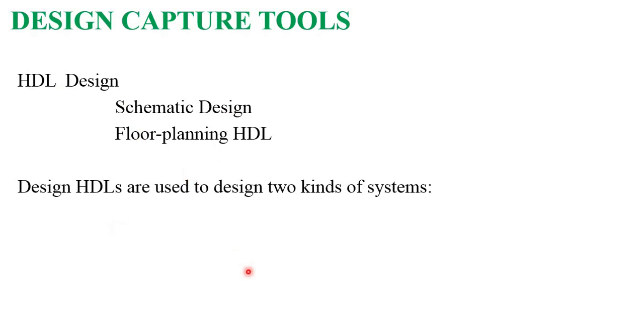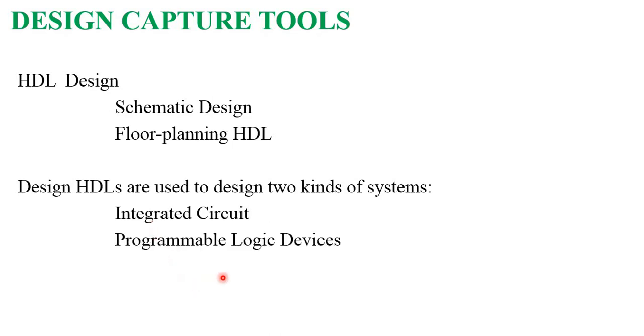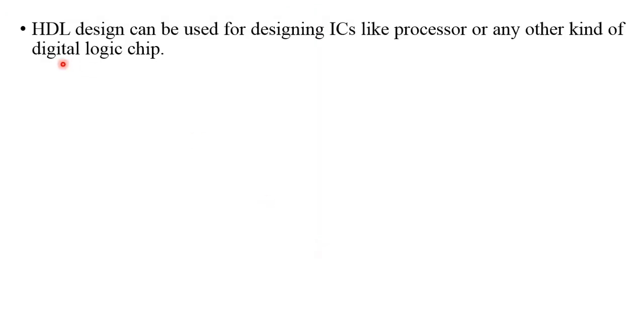The HDL designs are of two types. That means in two ways we can design with HDL. One is an integrated circuit and the second is programmable logic devices. By using HDL, we can design the system in two ways. The HDL design can be used for designing ICs like processors or any other kind of digital logic ICs.